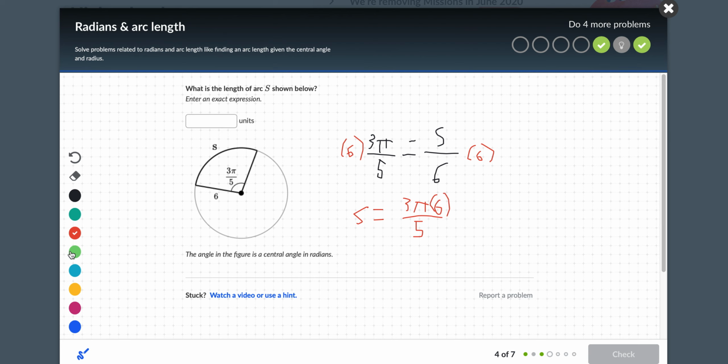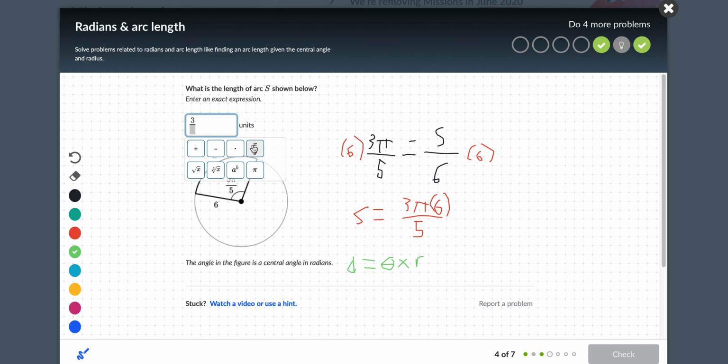So in that way, you can use the equation to figure out arc length, which I'm just going to write as A, equals this opening or angle multiplied by the radius. So yeah, it'll be 3, and we'll do it in fraction form, 3 pi 6 over 5.